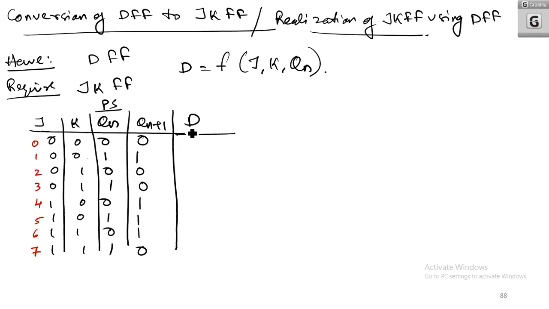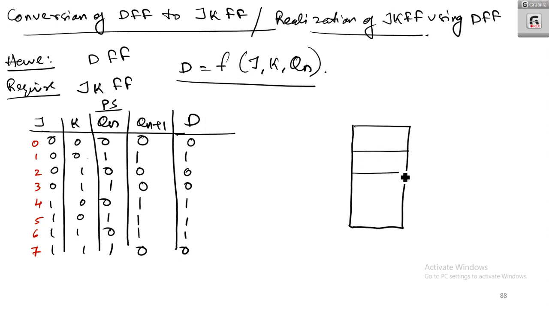What is D basically? D is equal to Qn plus 1. So you can write 0, 1, 0, 0, 1, 1, 1, 0. Qn plus 1 is equal to D. Now the next step is you need to derive D as a function of J, K and Qn. So I am drawing the K map.